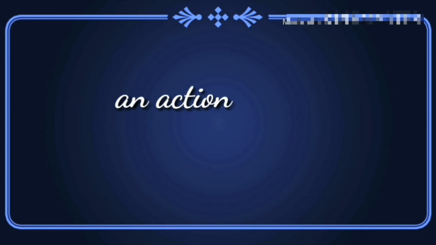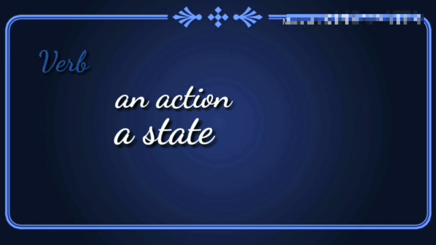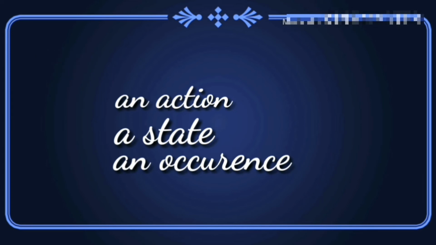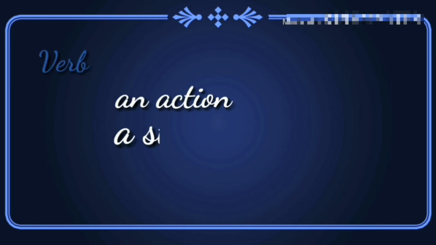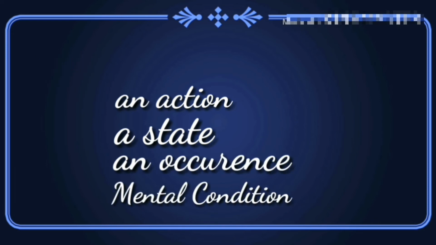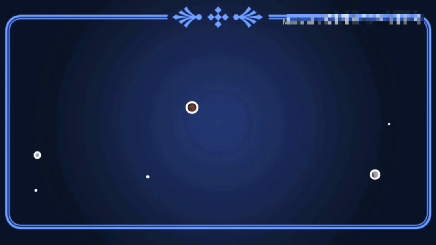So ultimately we can say a verb is an action, a state, an occurrence and a mental condition. So from next time, whenever anybody asks you what is a verb, you will not say exactly it is an action, but an action, a state, an occurrence and a mental condition. So now, I hope you won't get confused with the meaning of verb.